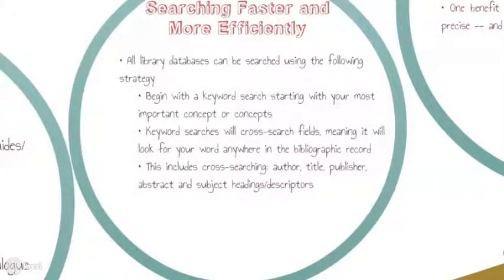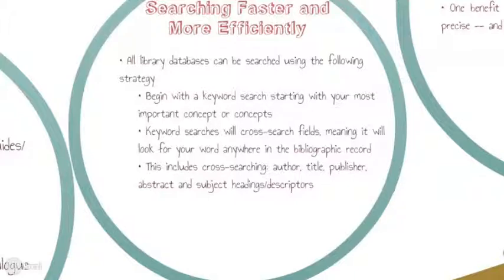One of the most important topics in this presentation is learning to search faster and more efficiently. All library databases can be searched using the following strategy. We want to begin with a keyword search, starting with our most important concept or concepts. Keyword searches will cross-search fields, meaning it will look for your word anywhere in the bibliographic record.